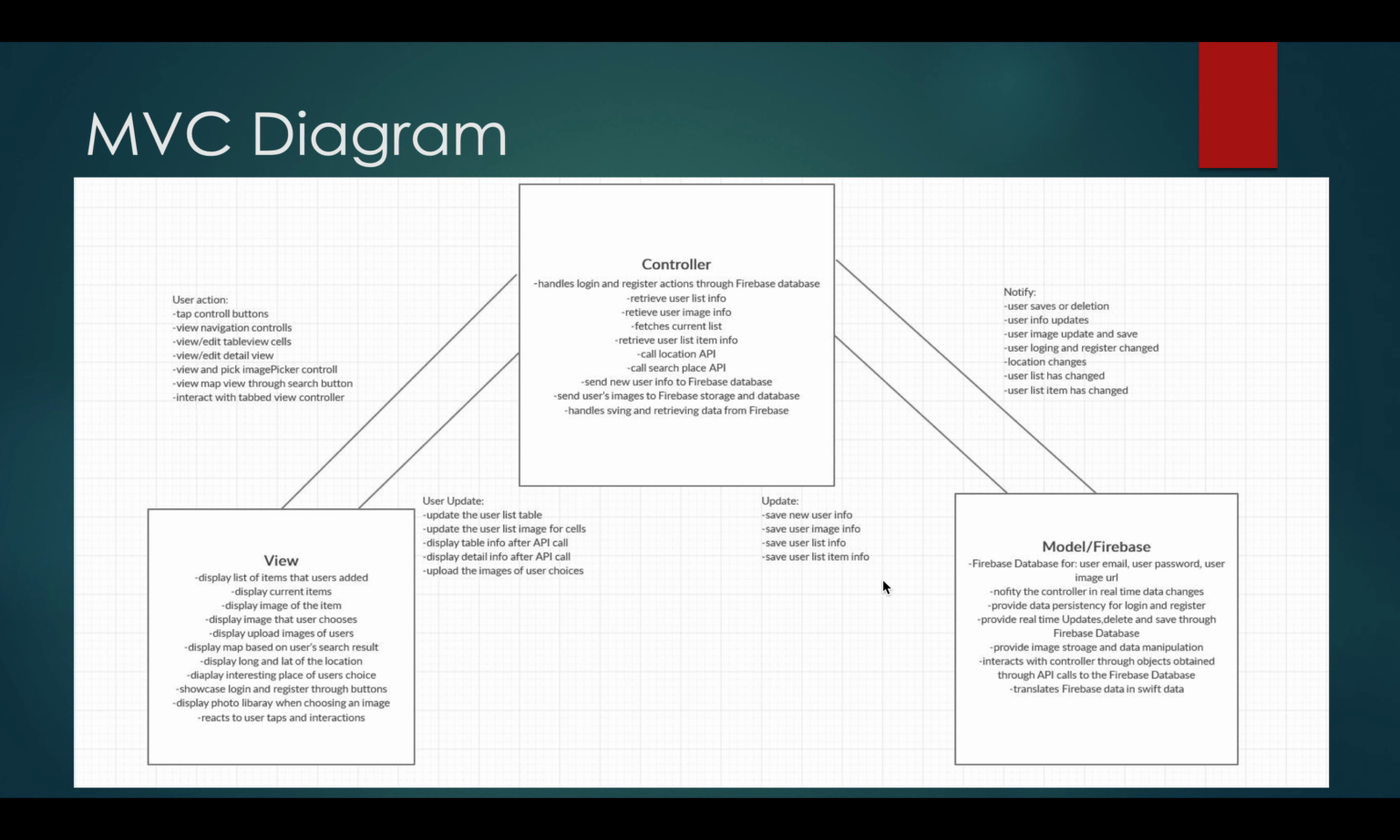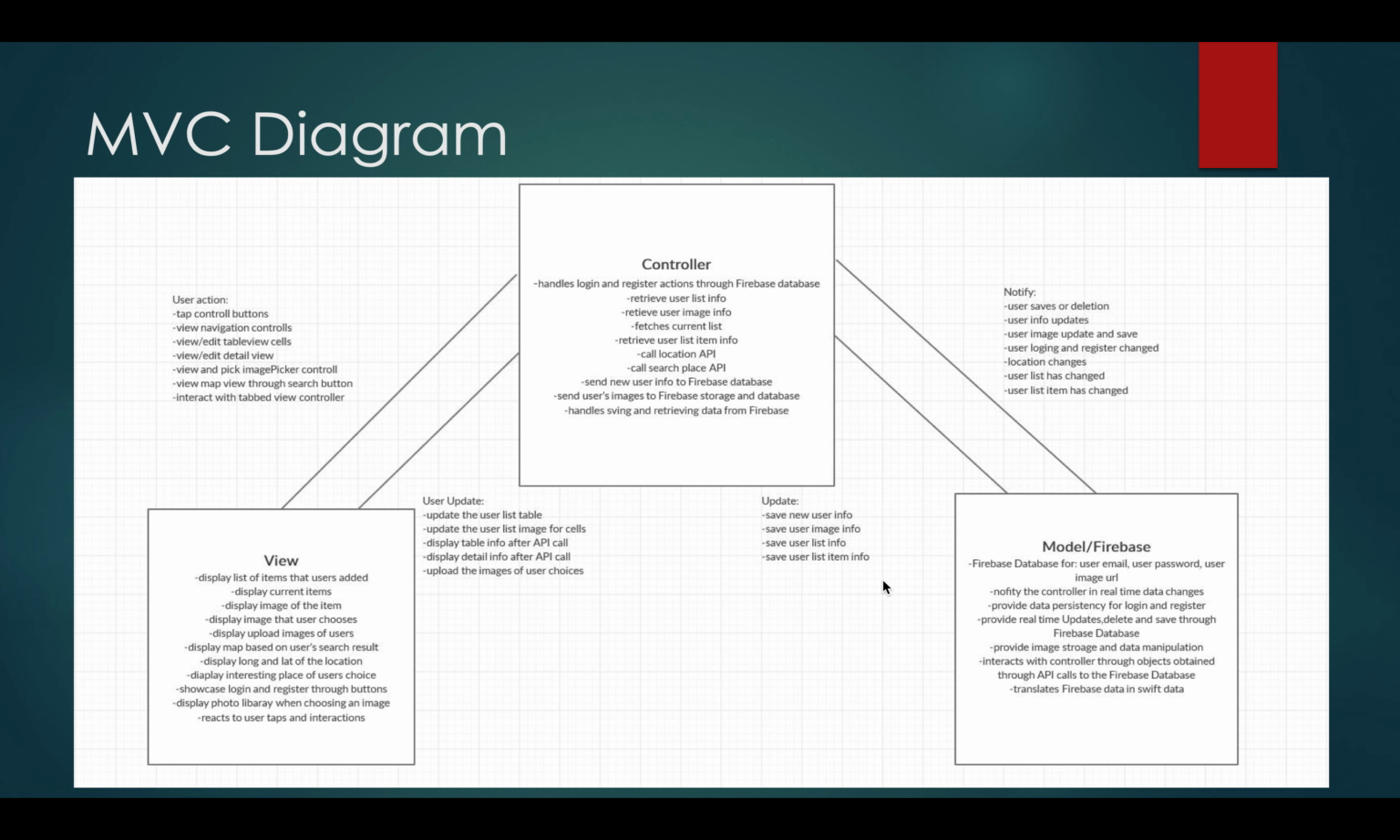And it will save the user information based on the button clicked, and save the user image, the user list, the item, and anything the user stored, saving the user input to Firebase or the model we created.